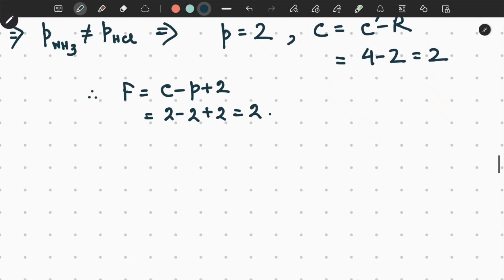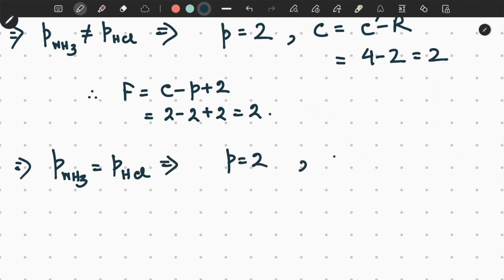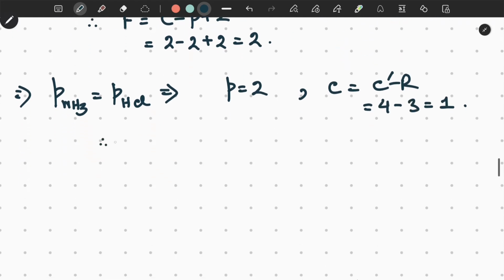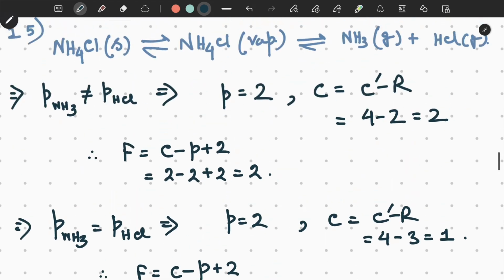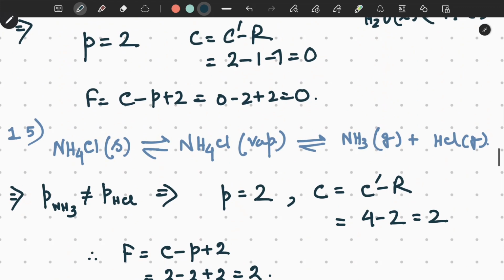But if there is one more restriction that pressure should be equal to the ratio, then one restriction will be added. So it will be just 4 minus 3, which is 1. So our degrees of freedom will now be 1. So this type of question also can be asked. I think each and every type of question we have discussed.